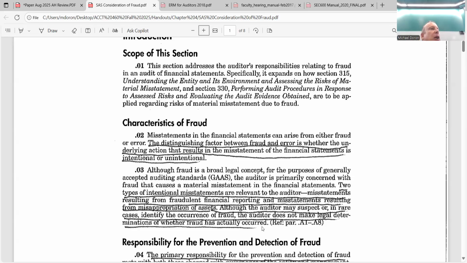Okay, we're going to talk about this later on. We talk about auditor ethics and stuff, but as a general rule, what they're telling you here, the auditor, you are not law enforcement. You're not FBI or the police. It's not your job to decide whether a crime was committed or something. They just want to let you know that.